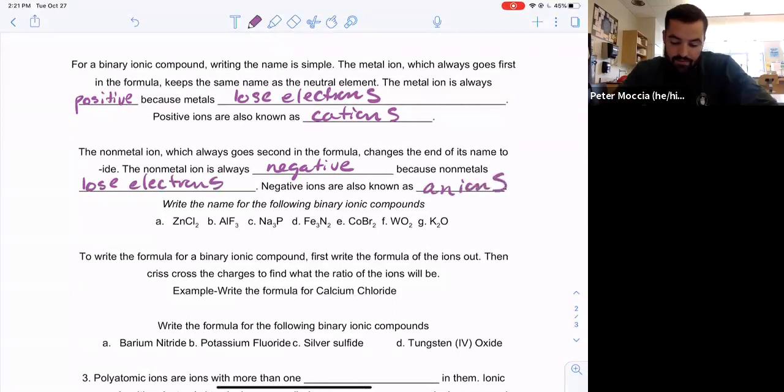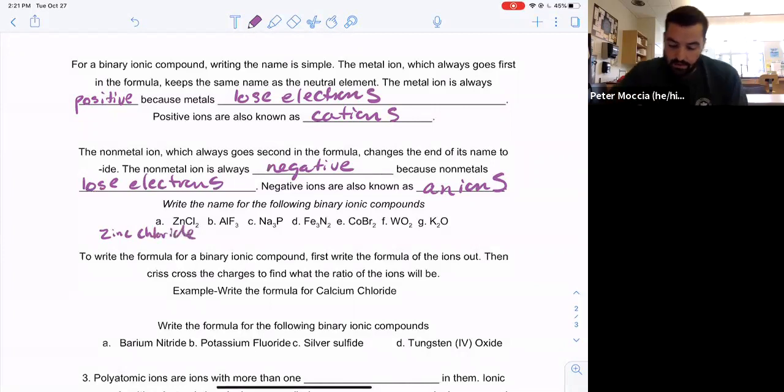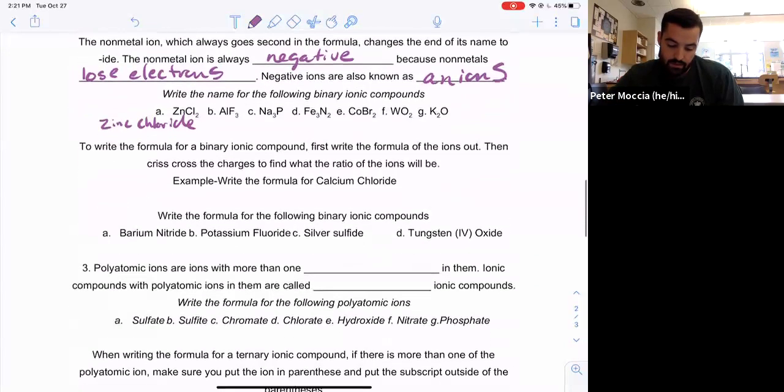Write the name for the following binary ionic compounds. We know that zinc is one of the exceptions where you don't need to write the Roman numerals next to the transition metal. So this first one would be zinc chloride. You guys do the other ones on your own.